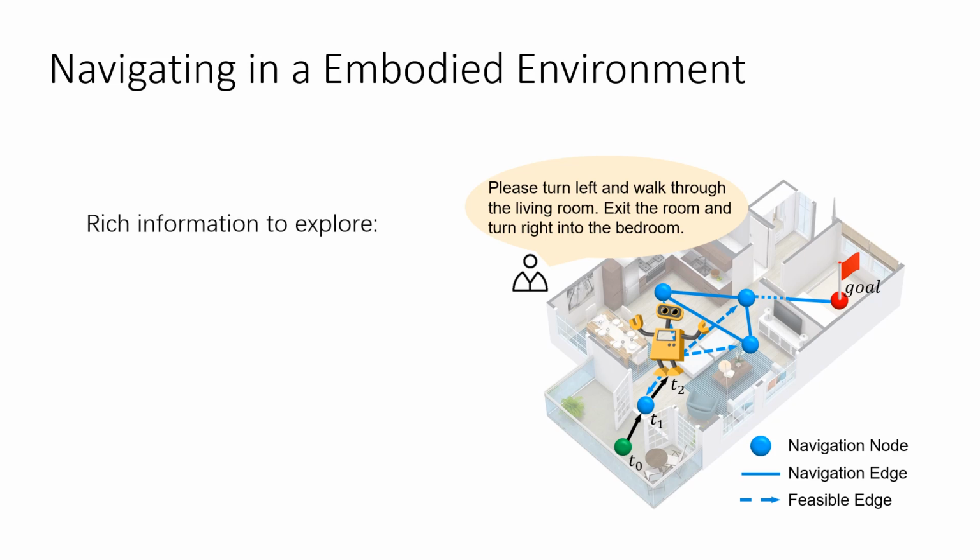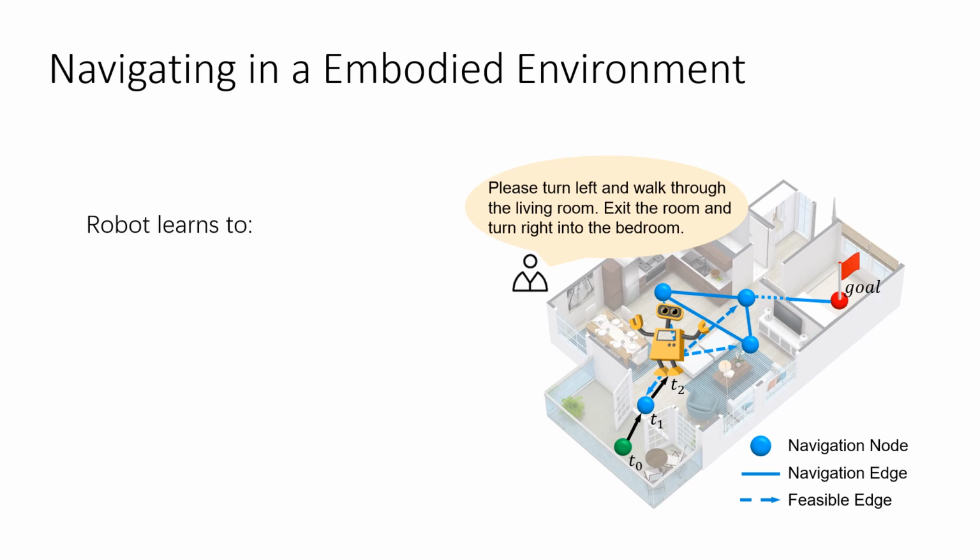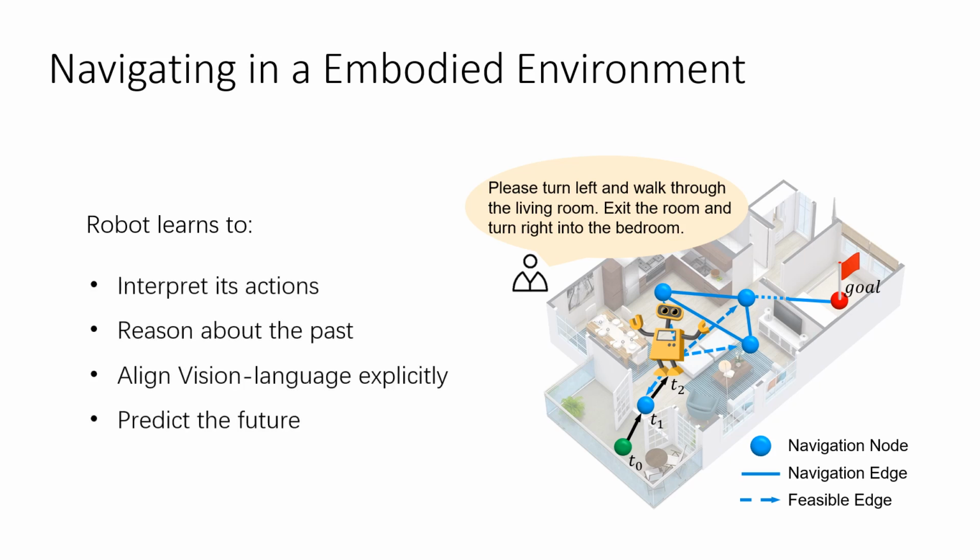In this paper, we find some sources of data which are valuable to learn in the navigation environment: semantics of the road, navigation progress, vision language consistency, and room structure. By learning from such information, the model is able to interpret its actions, reason about the past and the future, align vision and language information explicitly, and be aware of the physical structure of the room. We find that the model with such skills is able to navigate accurately and efficiently.